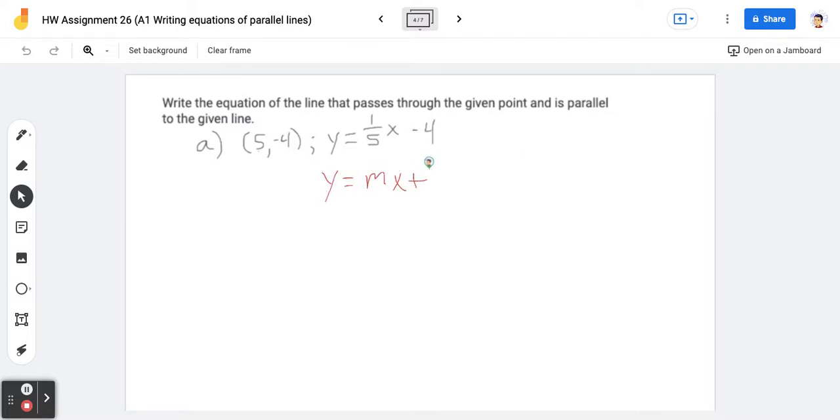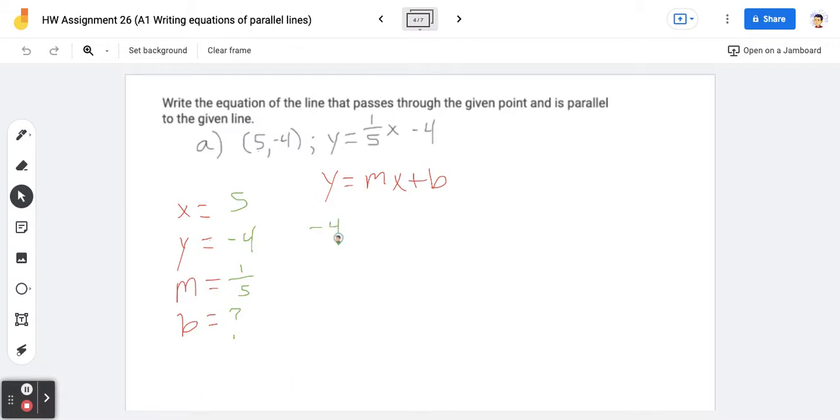Plus b. So what I'm going to do is label these coordinates. I know x. I know y. I know what my slope is going to be. I don't know what my y-intercept is going to be. So I know that my x-coordinate is 5. I know that my y-coordinate is negative 4. And if we're saying that I want the line to be parallel to this line, then that means its slope must be the same. So let's substitute the values.